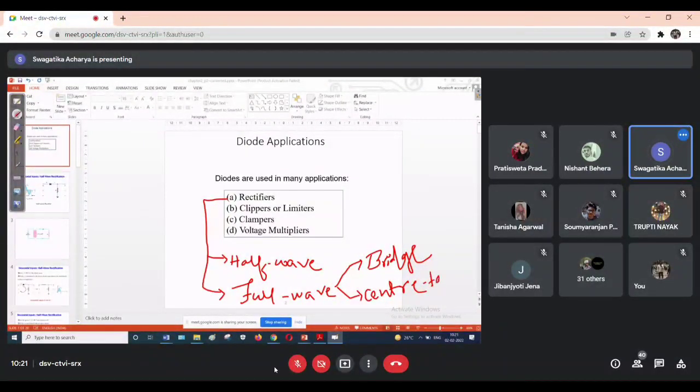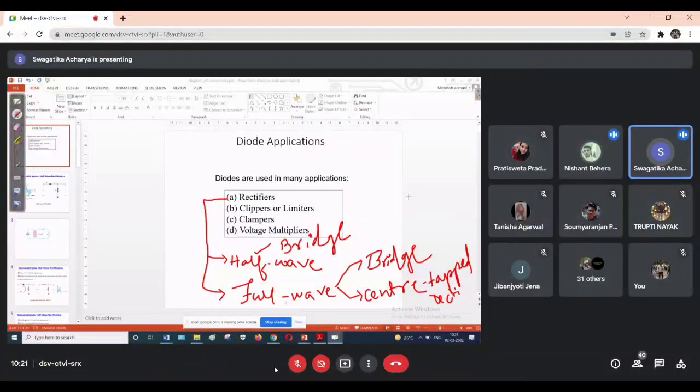Okay, center tapped rectifier. In some books, you will see classification half wave and full wave. In some books, there are other types of classification also. One, they will call it a bridge rectifier. One is center tap rectifier. In the bridge rectifier, they will classify half wave and full wave. Are you getting my point? This half wave is also one type of bridge rectifier.